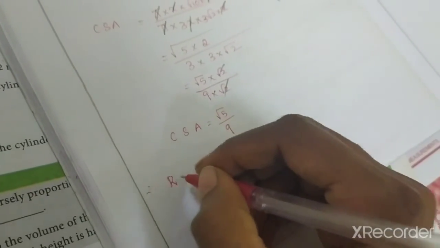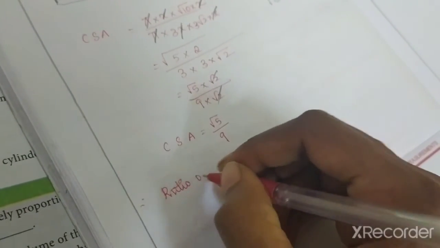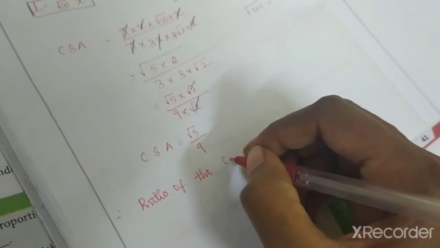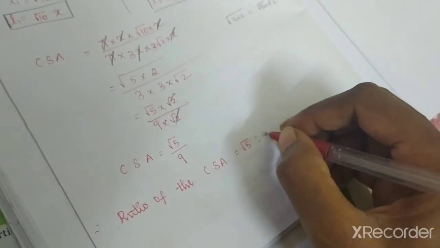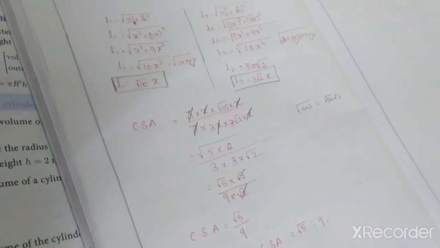Therefore the ratio of the CSA is equal to root 5 is to 9. This is the answer, ma'am. Okay.